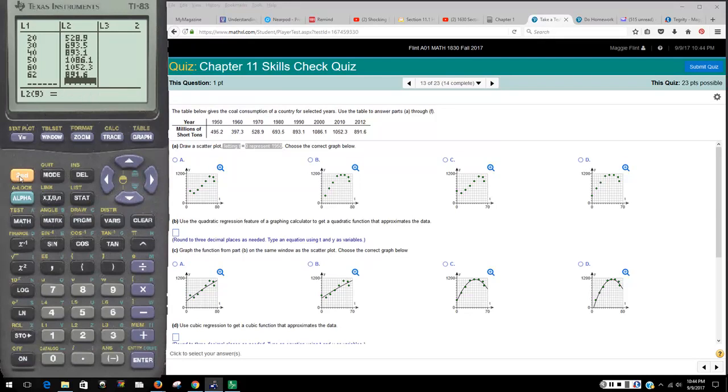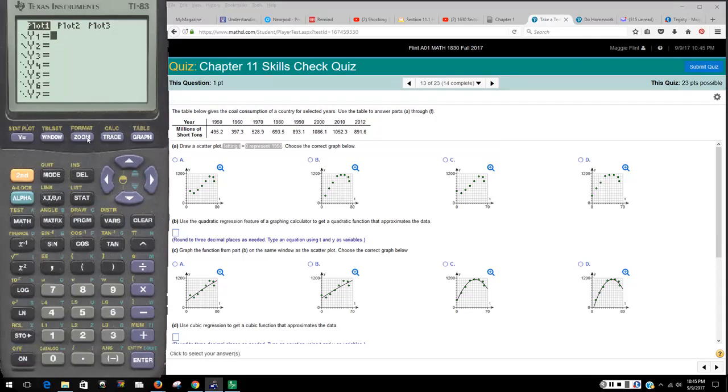Then, second, y equals, choose plot 1, turn it on, make sure the type is the very first one. If any of these others are lit up, put that cursor on the very first one and press enter. Your X list is list 1, your Y list is list 2, your mark is the little square. Then, just before you do the next step, always go back to y equals, and if there's anything there, clear it off. You don't want to see any stray lines.